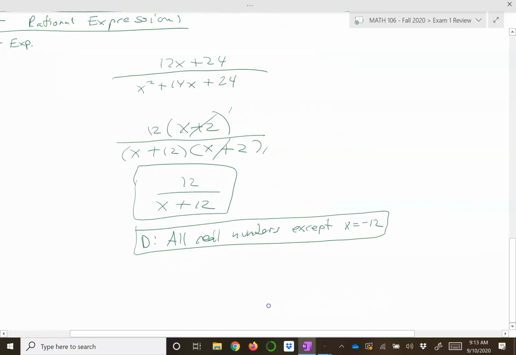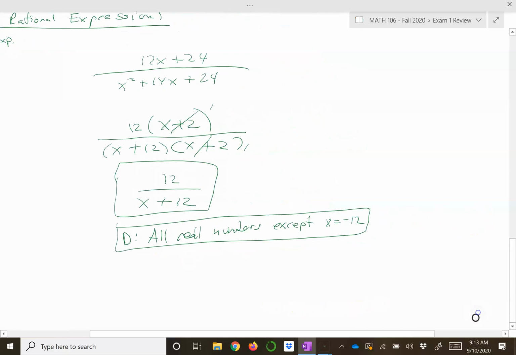Now, let's check to make sure you're understanding. What if this answer came out to be x plus 12 over 12? Do we care about the numerator when we're doing domain? We do not, right? Do not care about that. So what would be the domain of this? What's that? No, not 0.